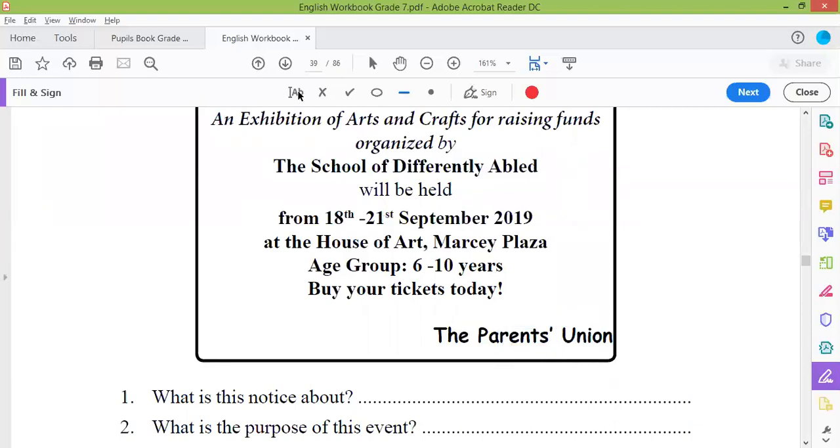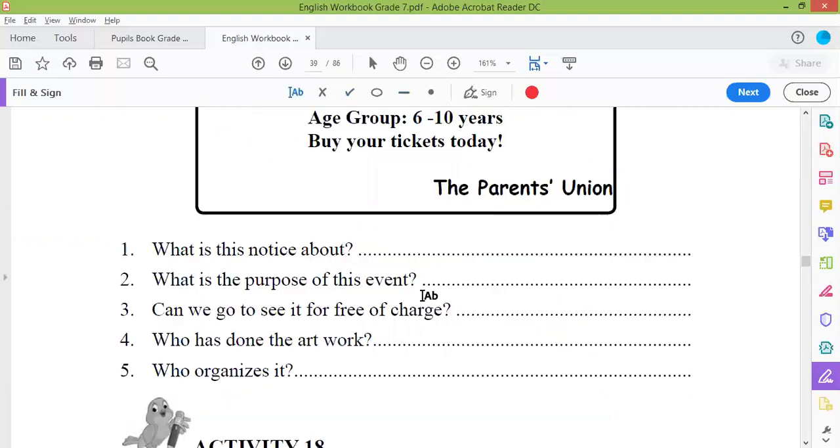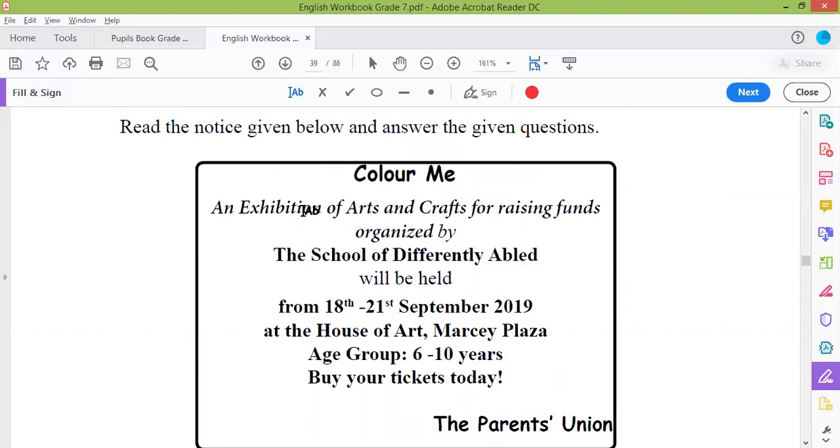Okay, now let's answer these questions. What is this notice about? Exhibition of art and craft. Yes, it is an exhibition of arts and crafts.